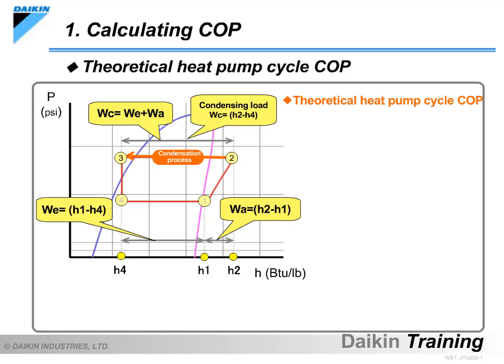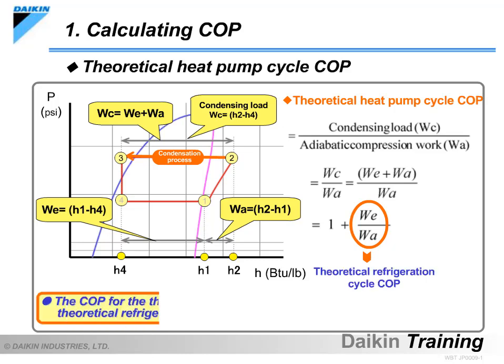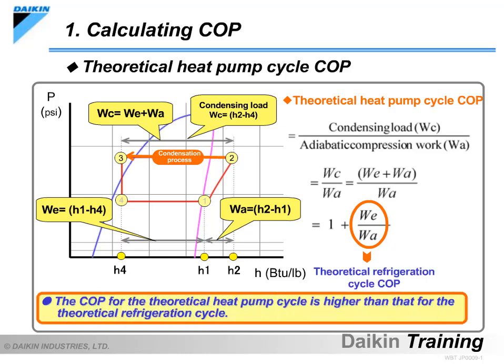Regardless of the refrigerant flow rate, the COP can be expressed by a ratio of the condenser duty to the theoretical adiabatic compression work. Moreover, as this formula shows, the theoretical heat pump cycle COP can be found by adding 1 to the theoretical refrigeration cycle COP. However, it is applicable when the conditions are the same for each cycle.